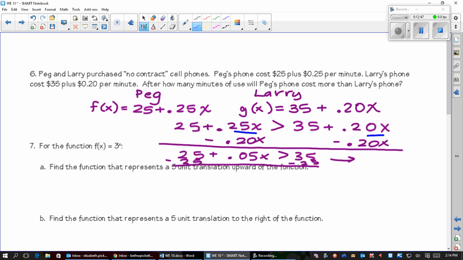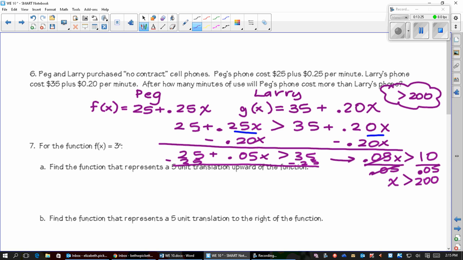Okay, let's come over here and work this. 0.05x is greater than 10. And then finally, I'm going to divide both sides by 0.05. So x is greater than 10 divided by 0.05. Let's go ahead and work that out in the calculator. So 200. Okay, so at any number of minutes greater than 200, Peg's cell phone plan will cost more.